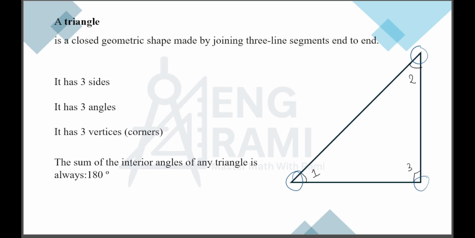The sum of the interior angles of any triangle is always 180 degrees. I mean angle 1 plus angle 2 plus angle 3 equals 180 degrees.